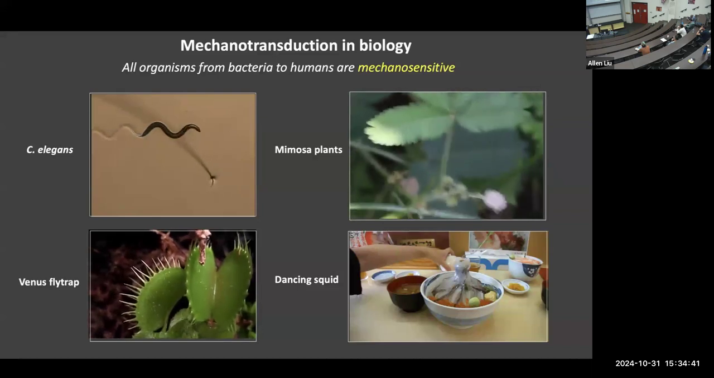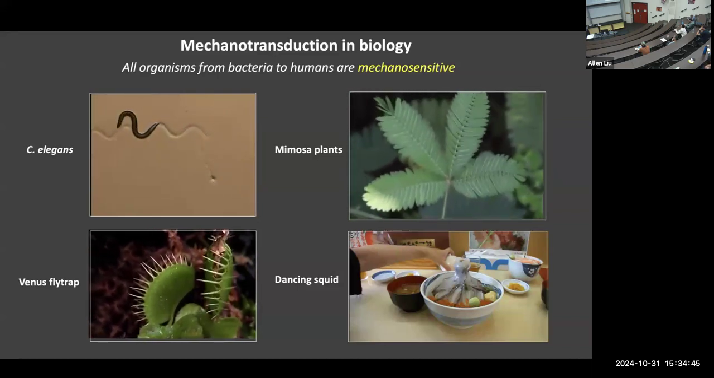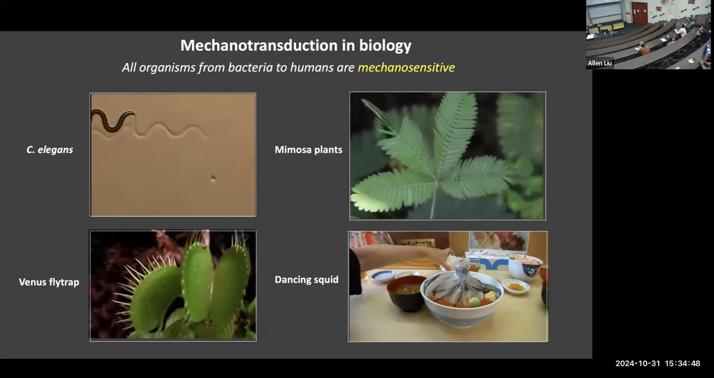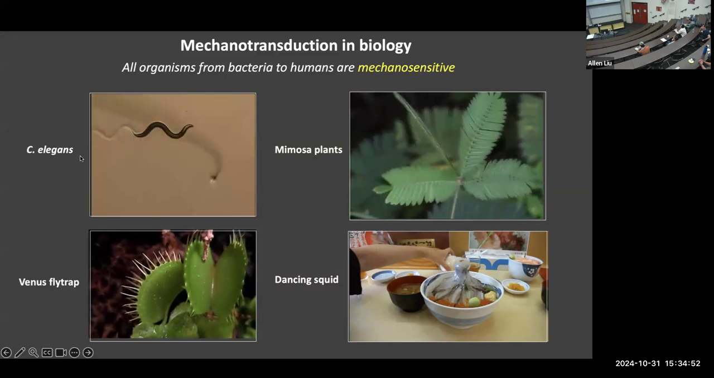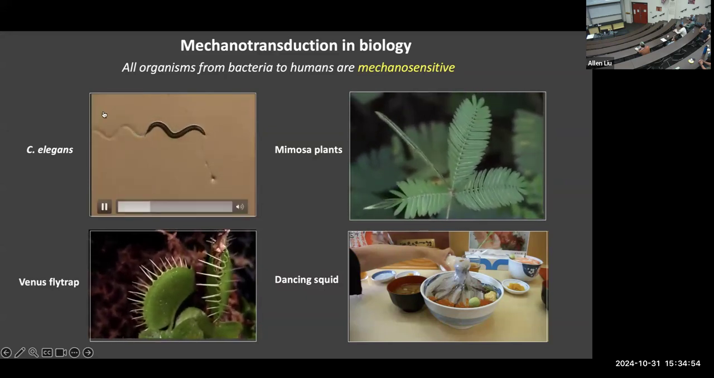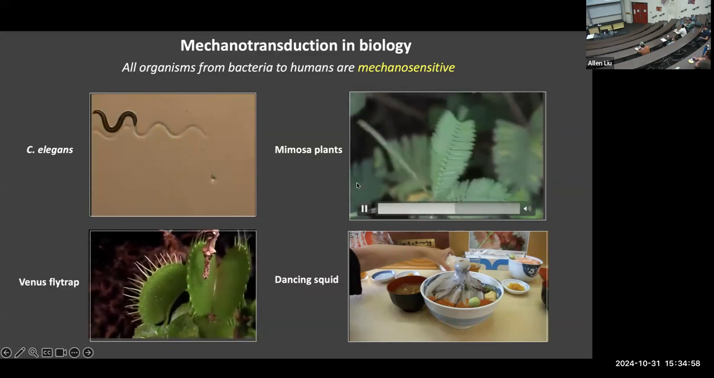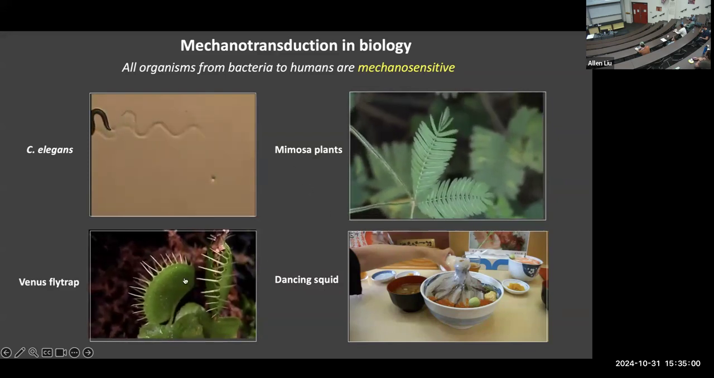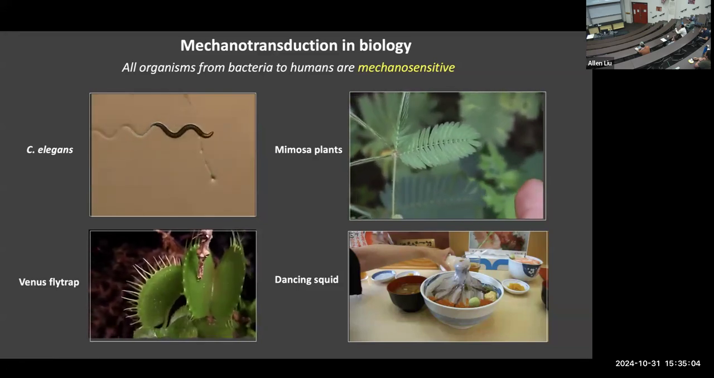So I want to start by motivating my interest in mechanotransduction. I'm fascinated by the ability for organisms to sense and respond to forces. What you're seeing here is a few videos of C. elegans, a worm that in this video, when you touch it mechanically, it reverses direction. There are a couple examples in the plant world, mimosa plants and Venus flytrap. When you touch it, it reacts mechanically.